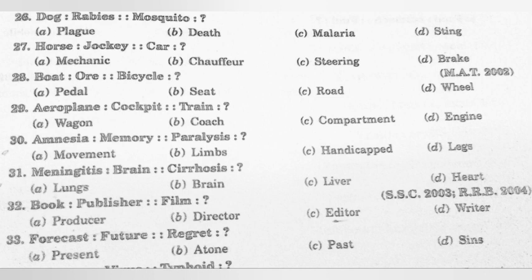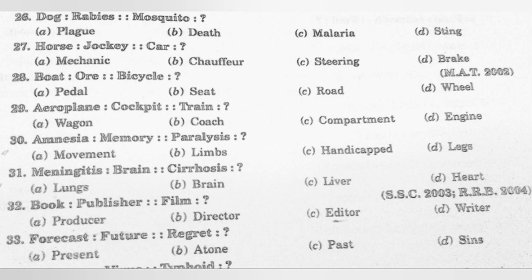Meningitis, brain; cirrhosis, what? Meningitis is a brain disorder, and cirrhosis is a disorder of the liver. Liver failure or liver damage is called cirrhosis. Excess consumption of alcohol or drugs will lead to cirrhosis.